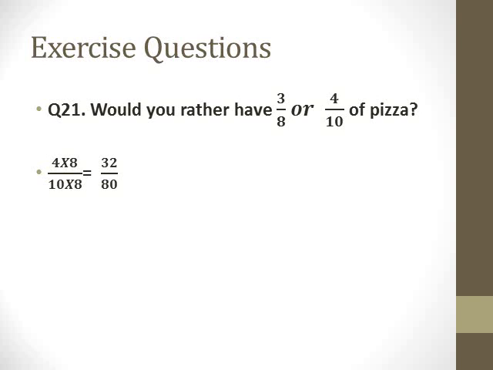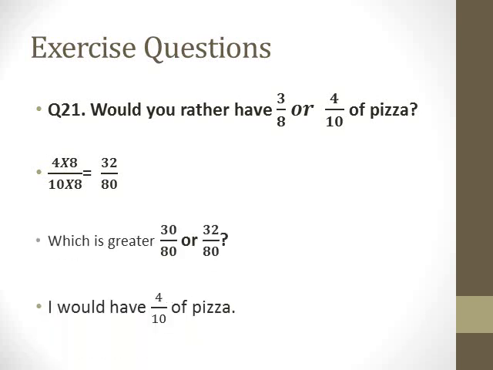Look here, I multiplied 4 also by 8 and 10 also by 8, because I cannot multiply only 10 by 8. When I multiply 4 by 8, that gives me the answer 32, and when I multiply 10 by 8, that gives me 80. So now this is 32 by 80. Do you remember what 3/8 was giving to you?